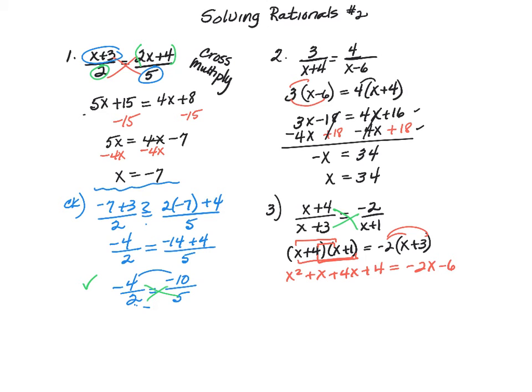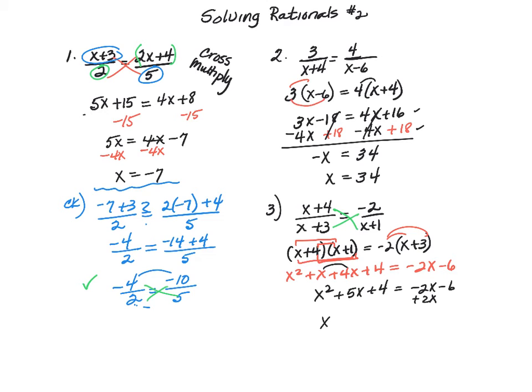As you would probably expect, the next thing we're going to do is group everything together that goes together. So I have nothing to put with the x squared, but here I have x plus 4x. That's going to give me 5x, and plus 4. That's going to be equal to negative 2x minus 6. All right. So to get finished, I need to get everything on one side. So I think I will add 2x to both sides.